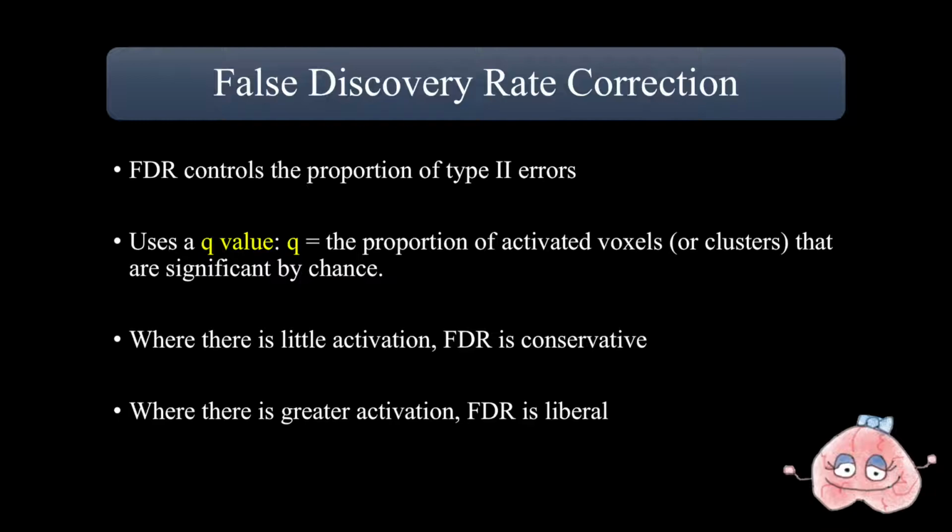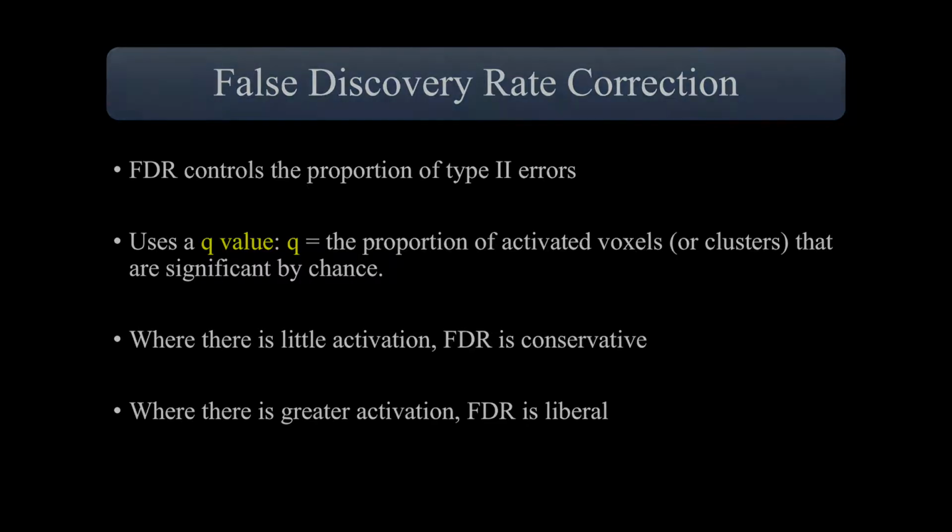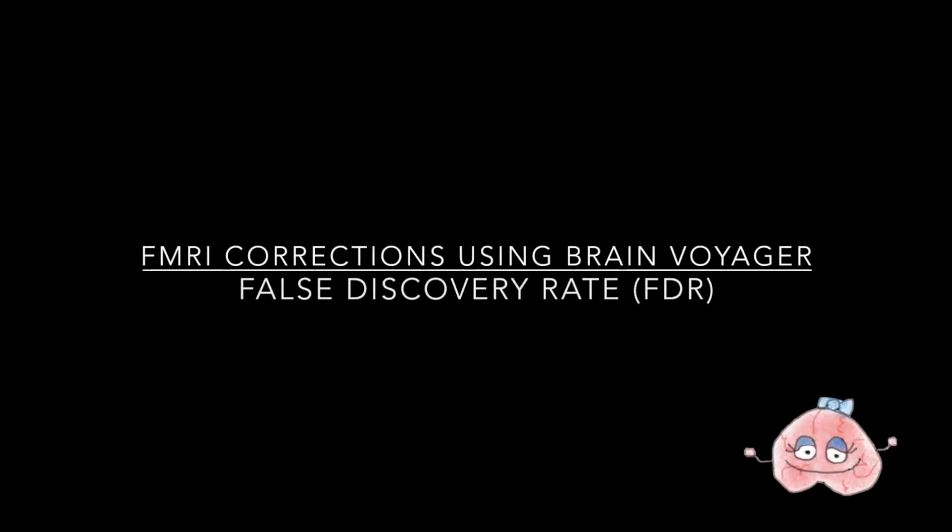A drawback of FDR is that it too can be very conservative in certain scenarios, for example when there is very little activation to begin with. In turn, it can be overly liberal when there is a lot of activation. We will now move on to a step-by-step tutorial on how to conduct a false discovery rate correction on BrainVoyager.